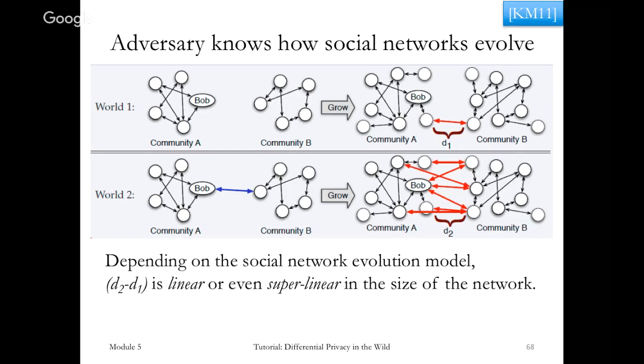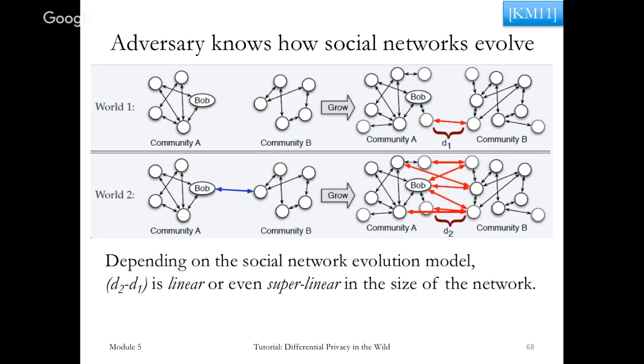Let's say there's an adversary who knew something about how these social networks evolve over time. And let's say the adversary knew the structure of these networks at the point of time when this Bob-Alice edge was created. So he can run a thought experiment. Let's consider one case where the Bob-Alice edge was not there, and another where the Bob-Alice edge was there. And you could say, now let me grow this using a social network evolution model. And there are many social network evolution models, like preferential attachment, and so on.